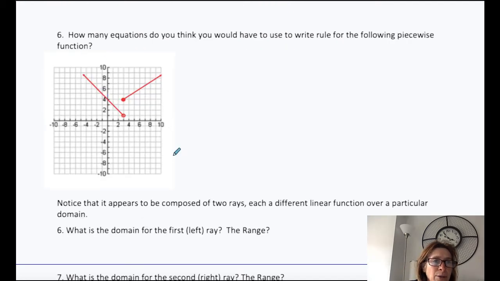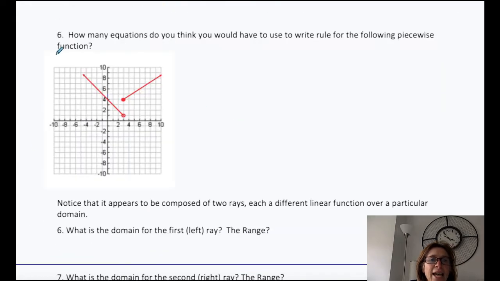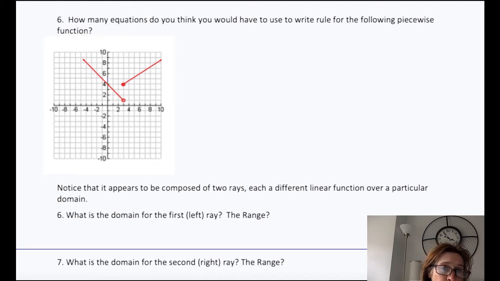So let me scroll down. Yeah, I got everything there. So let's look at how we might write the equation. First of all, if you're writing a piecewise function for this one, how many equations do you think we need? Okay, hopefully you're saying 2. Now it is important to notice that these have arrows at the end. So these are going on forever. So I'm going to actually draw them out off the graph, which is what I ask you guys to do.